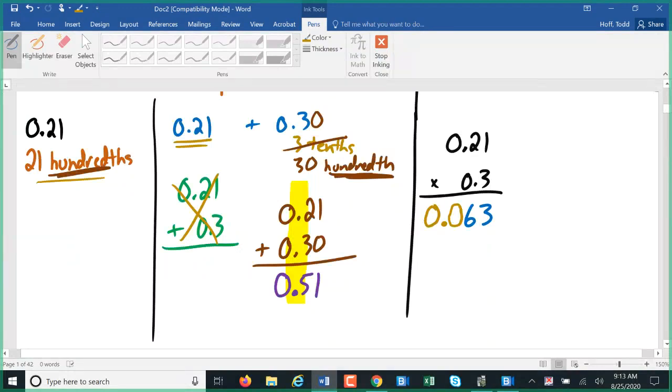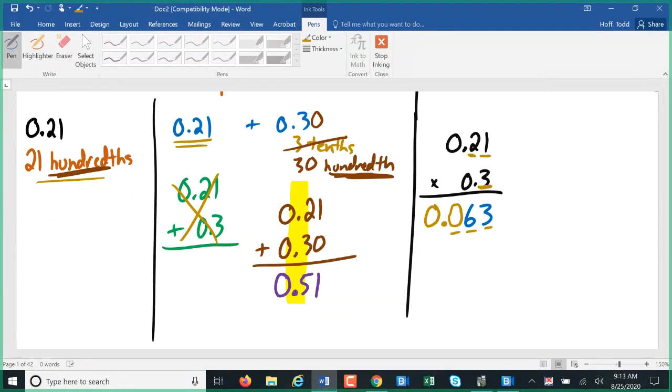Why? Well, we've always been taught that you have to count the number of decimal places in the problem. 1, 2, 3 total decimal places in the problem. Then in your answer, you got to start at the end and count back 1, 2, 3 total decimal places in the answer.